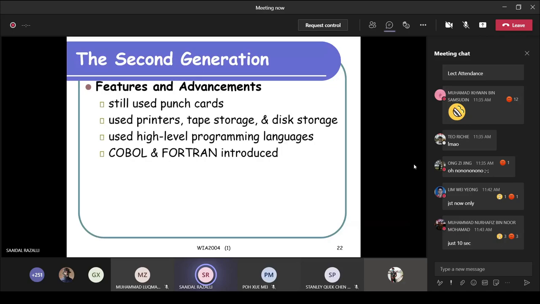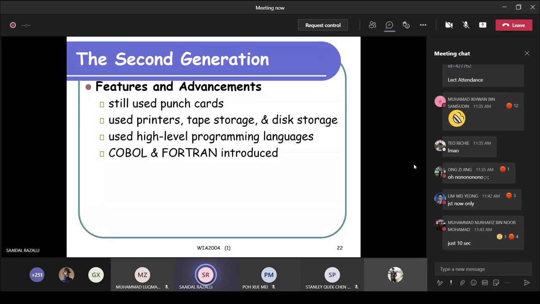So the second generation still used punch cards for batch jobs. We call that one by one: you have to wait for one job to finish before you can execute the others. Okay, punch cards. They used printers, tape storage, and disk storage, and high-level programming languages like COBOL and Fortran.